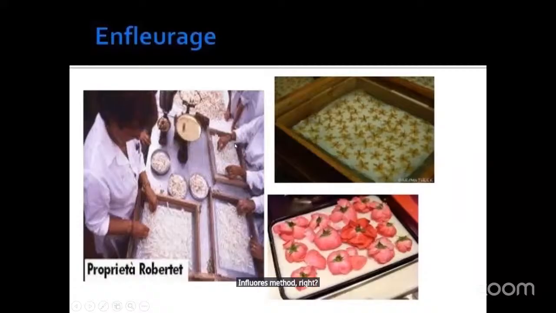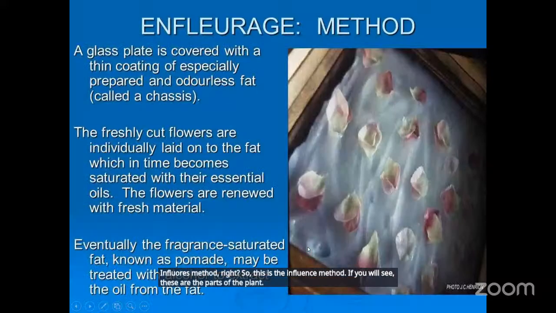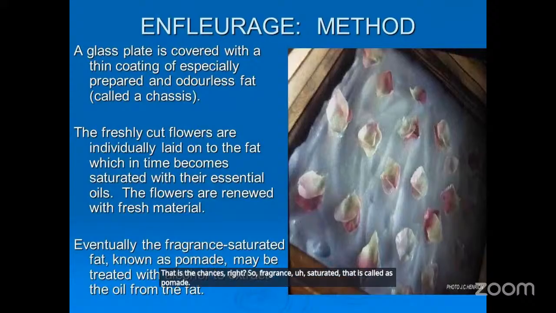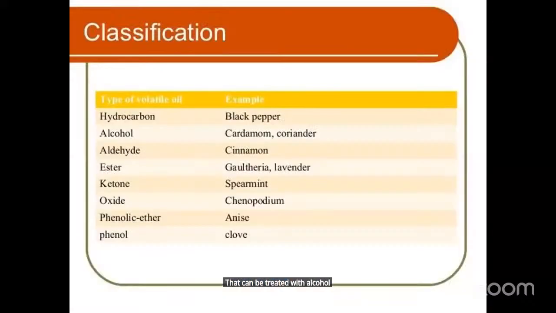Enfleurage method, right? So this is the enfleurage method. If you will see this, these are the parts of the plant, right? Enfleurage method. In that, glass plate is covered with the thin coating, especially prepared and odorless. That is a chassis, right? So fragrance saturated, that is called as pomade, that can be treated with alcohol to extract the oil from the fats, right?